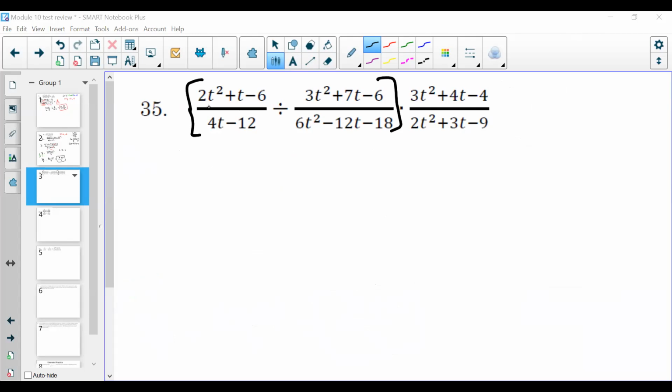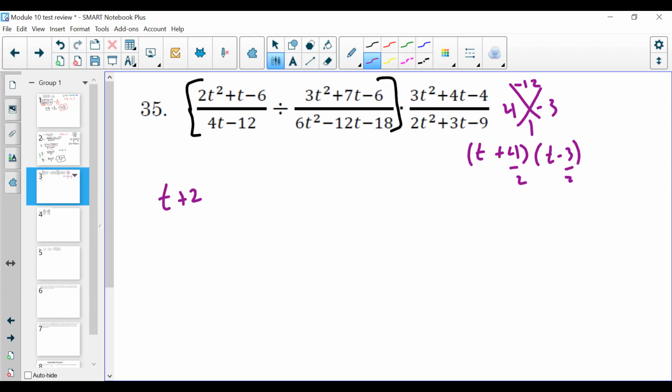So for the 2t squared plus t minus 6, we'll do that in purple. I want factors of negative 12 that add up to 1. That's going to be 4 and negative 3. So I have t plus 4 and t minus 3. Divide that by its leading coefficient. And we get that 2t squared plus t minus 6 is going to factor out to t plus 2 times 2t minus 3, all of that over 4 times t minus 3.